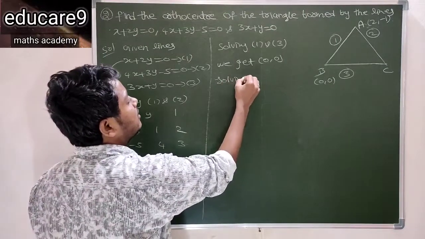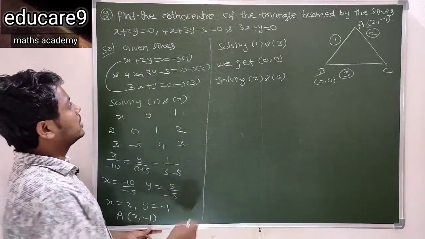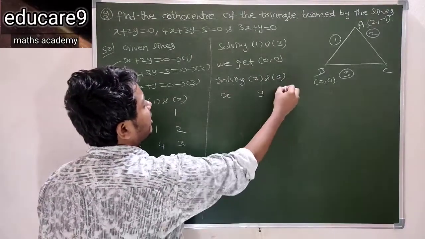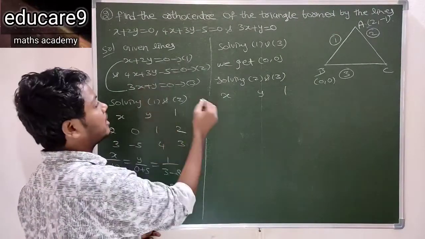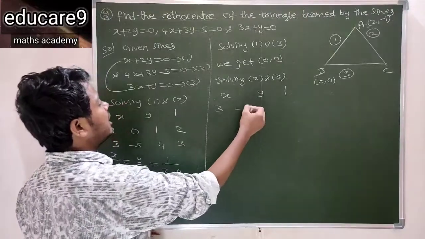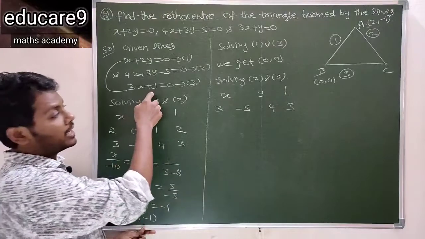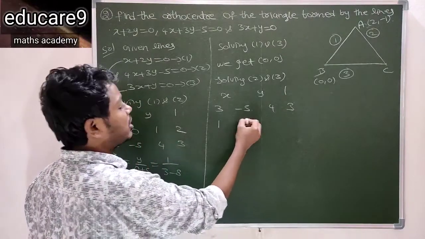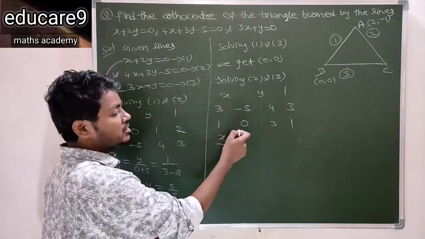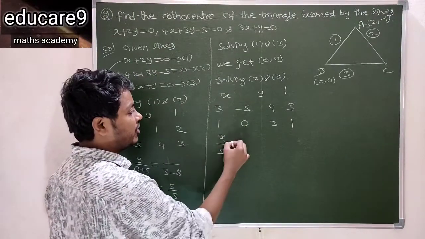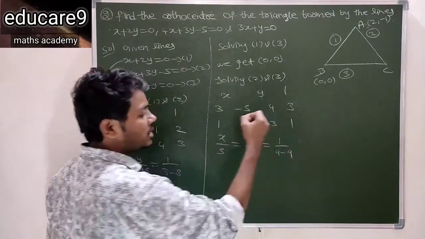See here, solving 2 and 3. See here what you get? Equation 2. Here write x, y, constant. Equation 2, this one. Start from the second term and write horizontally 3, minus 5, 4, 3. And equation 3, start from the second term. 1, there is no constant, 0 and 3, 1. So this is x by 0 minus of minus 5, you will get 5, and y by minus 15 and constant by 4 minus 9.